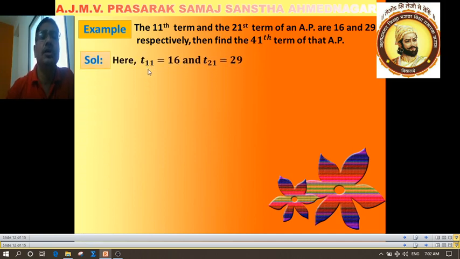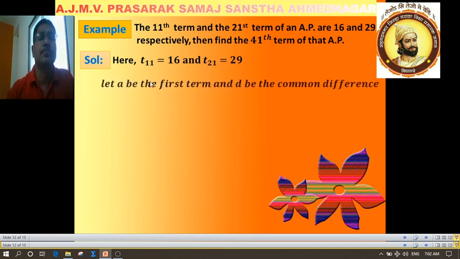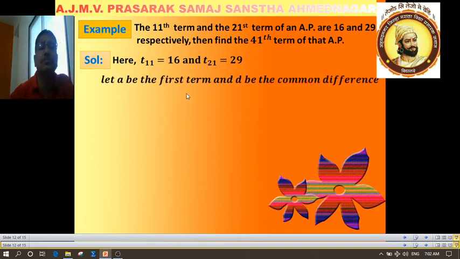Solution here: T11 is equal to 16 and T21 is equal to 29. Let A be the first term and D be the common difference. Then the nth term Tn is equal to A plus n minus 1 times D. Now see, we know the 11th term, so substitute n is equal to 11.